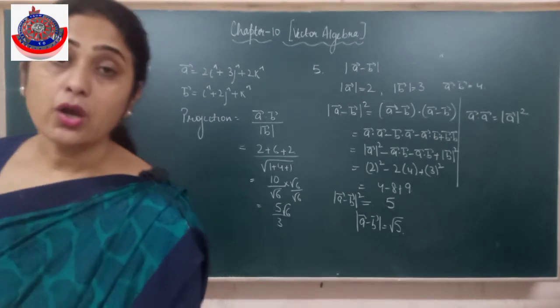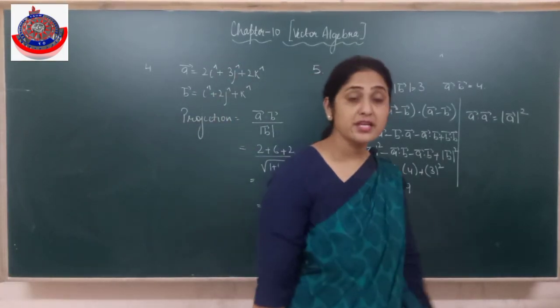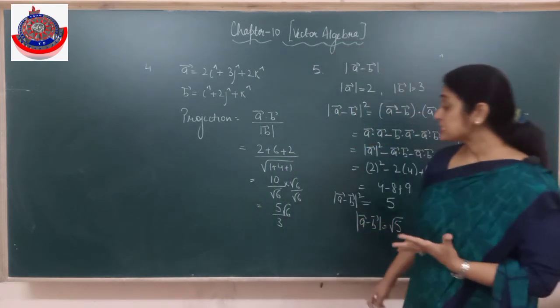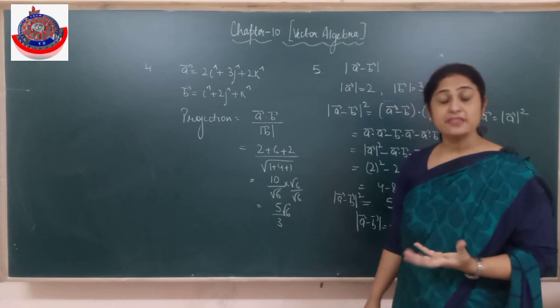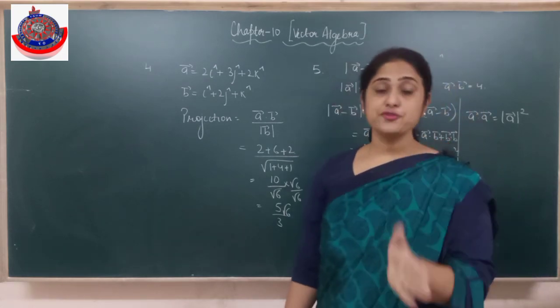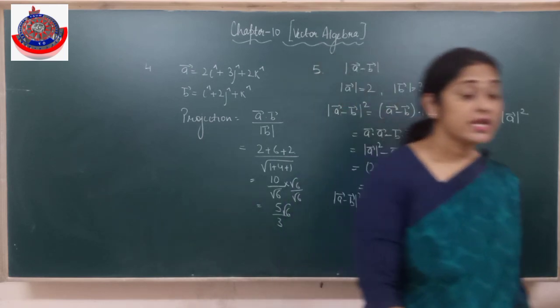Clear? Alright. So this was your scalar product, or you say dot product. We know that scalar product is a scalar quantity. And the formula we have done: A vector dot B vector is the magnitude of A into the magnitude of B into cos theta, and all those properties with examples.